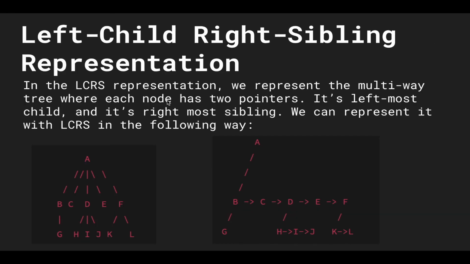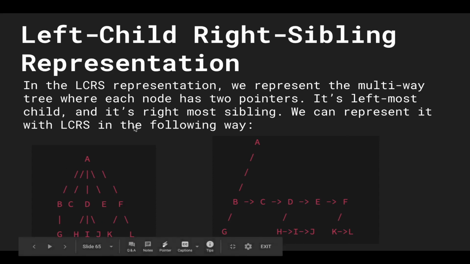The last thing I'm going to talk about in this video is how we represent these binomial heaps, these trees. Binomial trees are usually implemented with something called left child right sibling representation. So in the left child right sibling representation, we represent a multi-way tree where each node has 2 pointers, its leftmost child and its rightmost sibling.